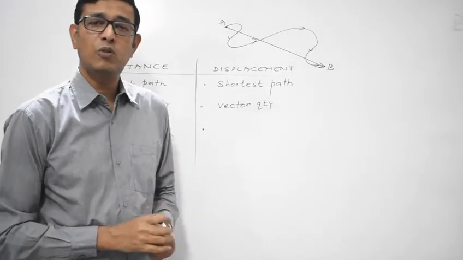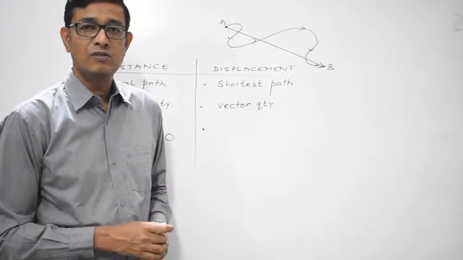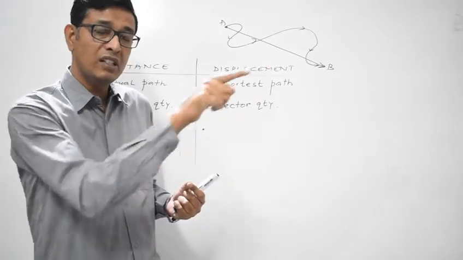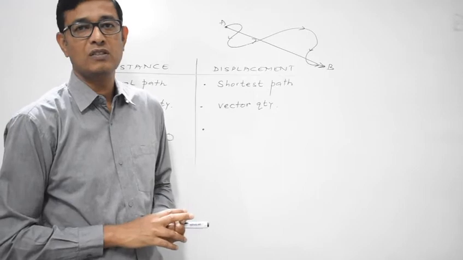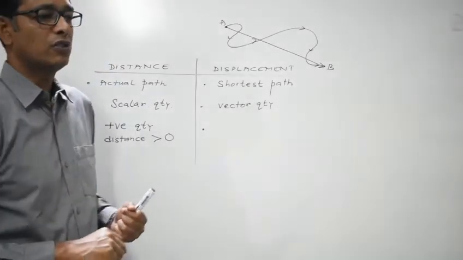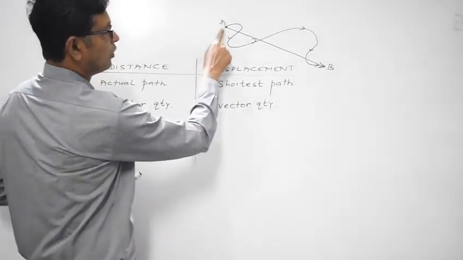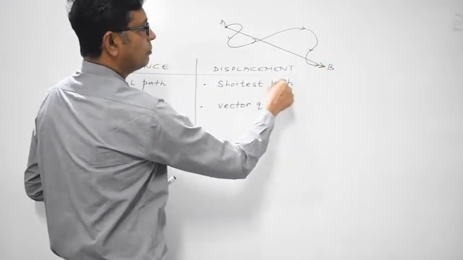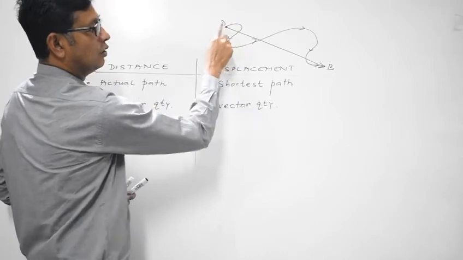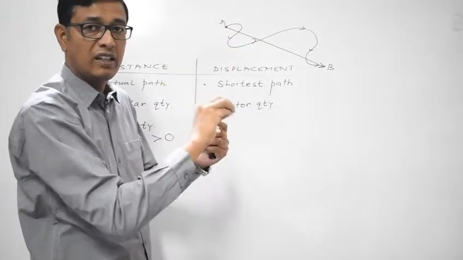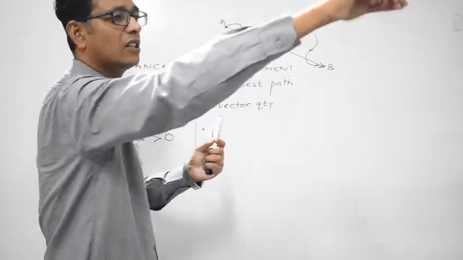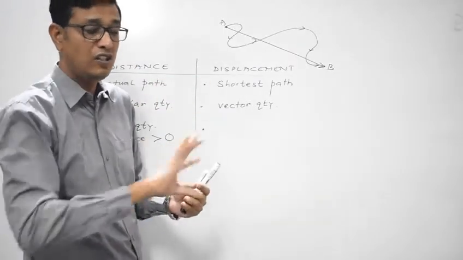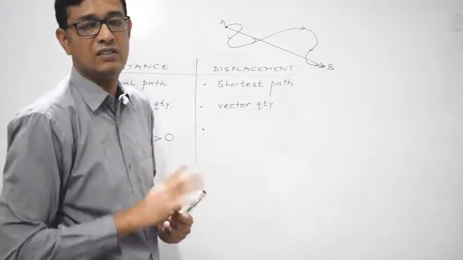When will the displacement of a body become 0? Only when the initial position of the body coincides with the final position of the body. Suppose a person moves from A to B following any path and then again comes back from B to A. His initial position was A, and after completing the entire round trip he again comes back to point A only. So initial and final position coincide.